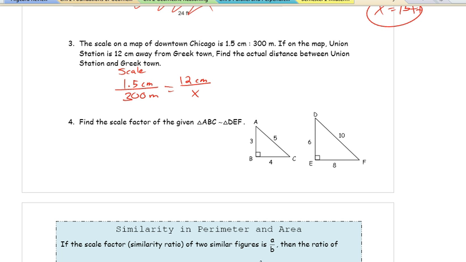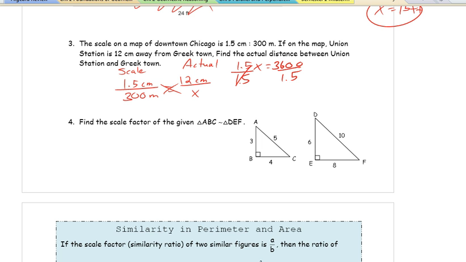Okay, so that's how you kind of want to think about these problems when you're setting them up. Most of you have gotten very good at them. Some of you still need a little bit of practice. So let's see, 12 times 300, that's easy enough to do. So we get 1.5x equals 3,600 divided by 1.5.